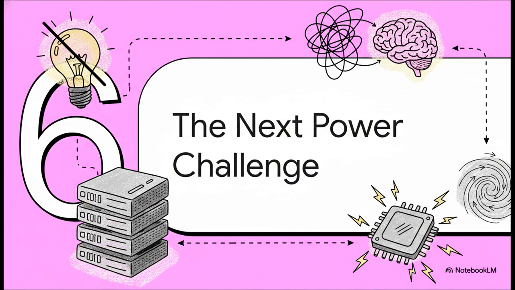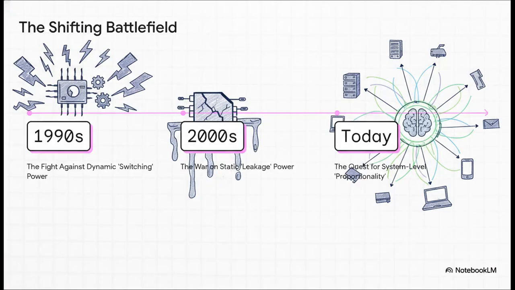You know, when you take a step back and look at this whole story, you can see that the fight for energy efficiency has been a story of constantly shifting battlefields. It seems like every time we solve one massive problem, a brand new one pops up to take its place. In the 90s, the enemy was the dynamic power it took to switch transistors. Then, in the 2000s, the battle shifted to the static power from leaky transistors. And today, the new frontier, the next big challenge, is this quest for system-level energy proportionality, making the entire machine, from top to bottom, truly intelligent about how it uses every last drop of power.